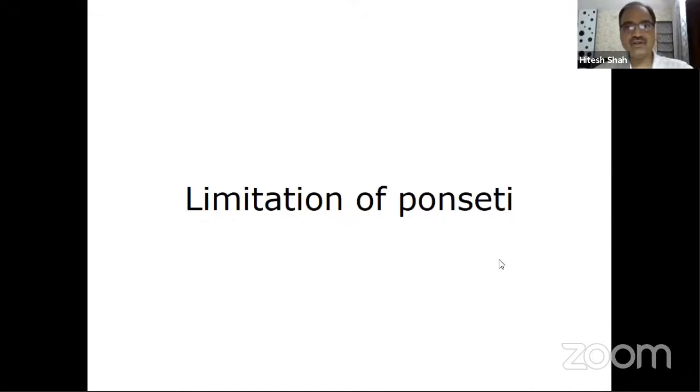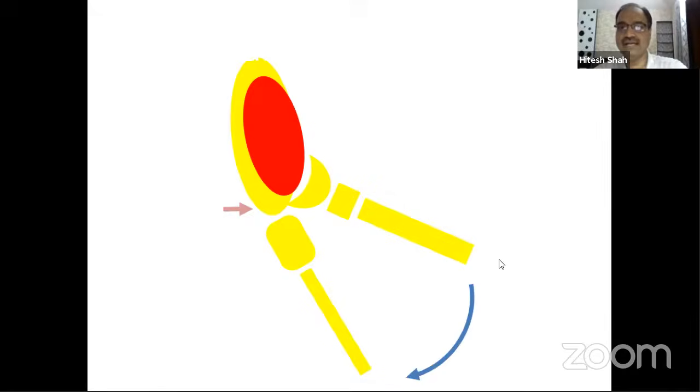Few points on the limitation of Ponseti. It is rare. I like to say that 95% will get a good result with the serial manipulation and casting. But it is also important to understand the 5% where we are not getting a result. What is the reason for that?